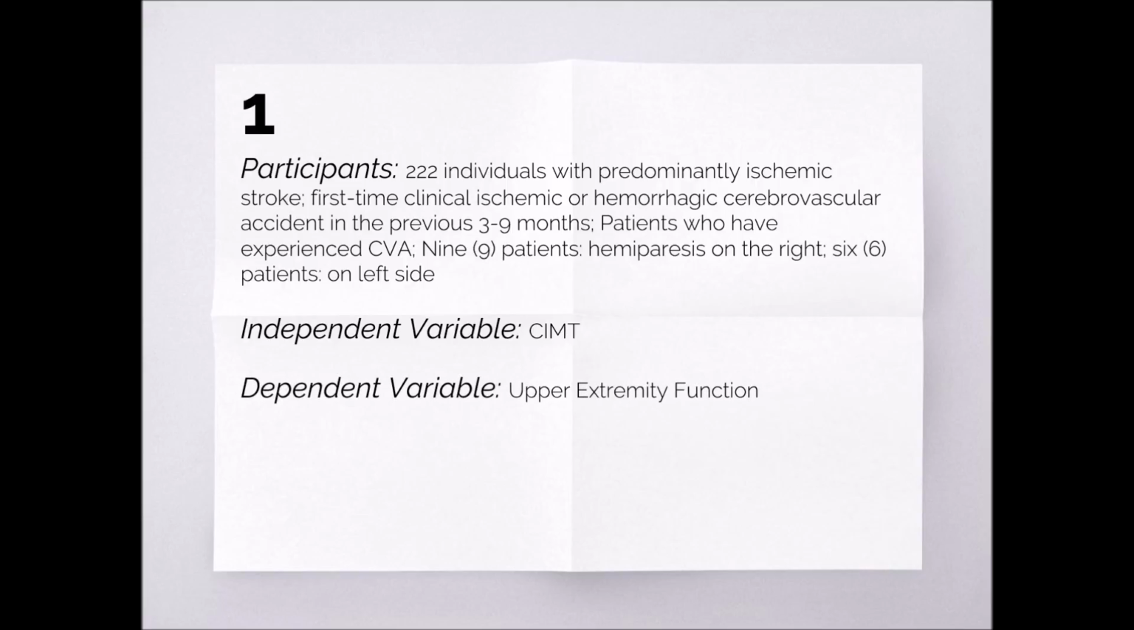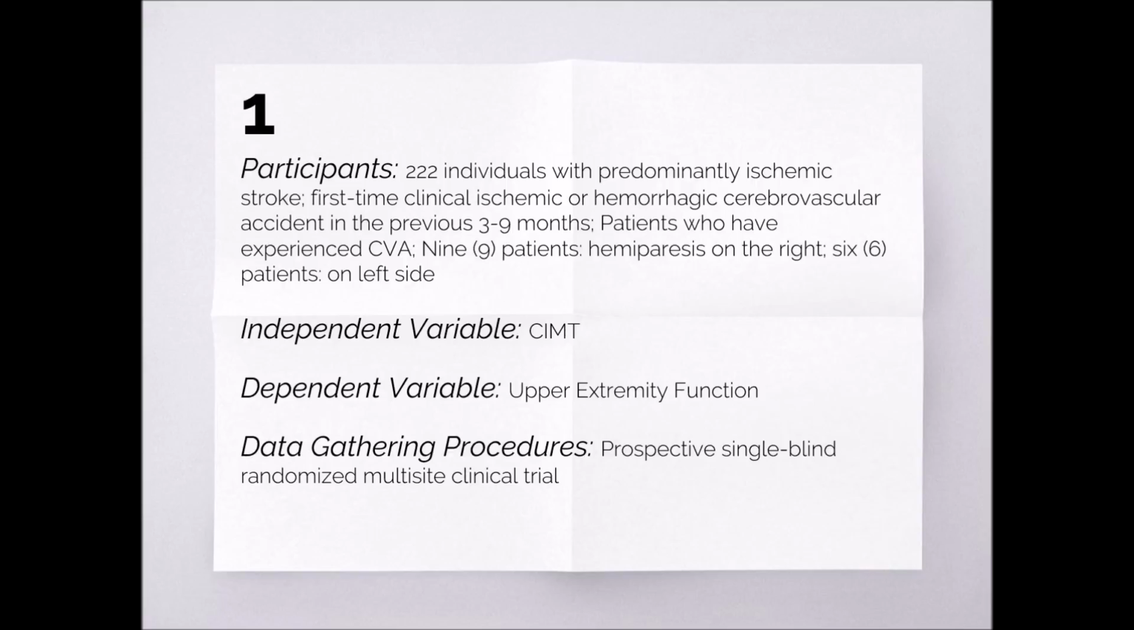The data gathering procedures were a prospective single-blind randomized multi-site clinical trial, an interview, and division into intervention and control groups, with observational tests as a controlled procedure, as well as a parallel design. Data analysis is analysis of covariance.